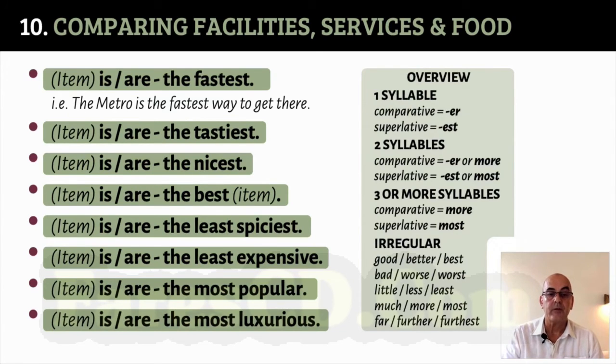Three or more syllables: important, interesting, beautiful. There are some irregular adjectives which don't follow these rules: good, better and best, bad, worse, worst, little, less, least, much, more, most, and far, further, furthest.